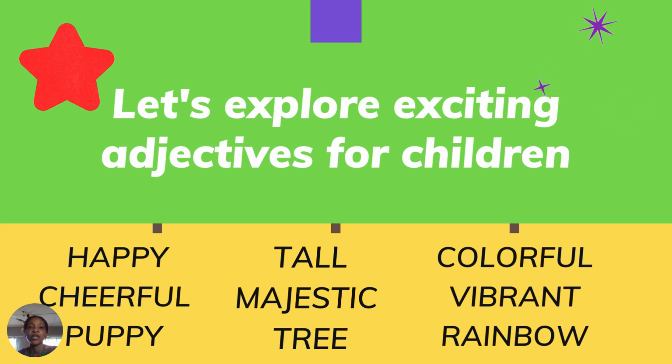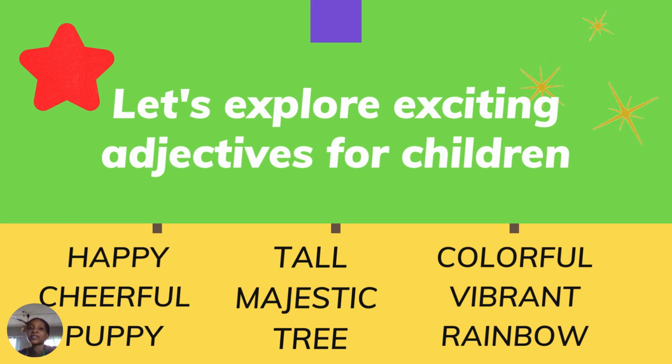Another instance is tall, majestic tree. We are talking about a tree, but how are we describing the tree? The tree is tall and it is majestic. That is the way we describe the tree. So the tall and the majestic, they are adjectives that are used to describe the tree.